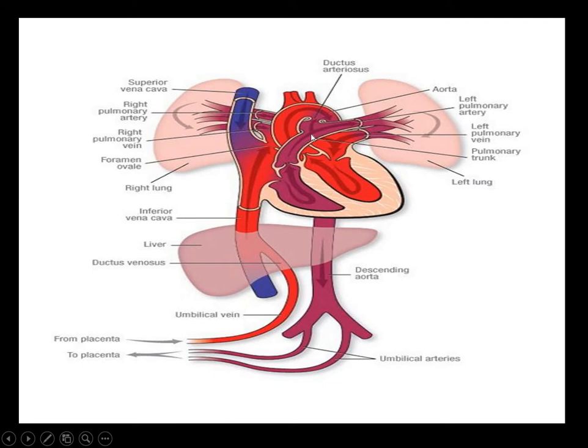Here the blood is passed into the pulmonary trunk and it reaches the lung, and then it goes back to the left atrium. Here the pulmonary trunk is present, right? This blood is directly diverted into the aorta with the help of the ductus arteriosus, and that blood is delivered to all parts of the body. And from the left atrium, the blood is passed into the aorta and delivered to all parts of the body. Again, the deoxygenated blood is carried by the umbilical artery and delivered to the placenta.